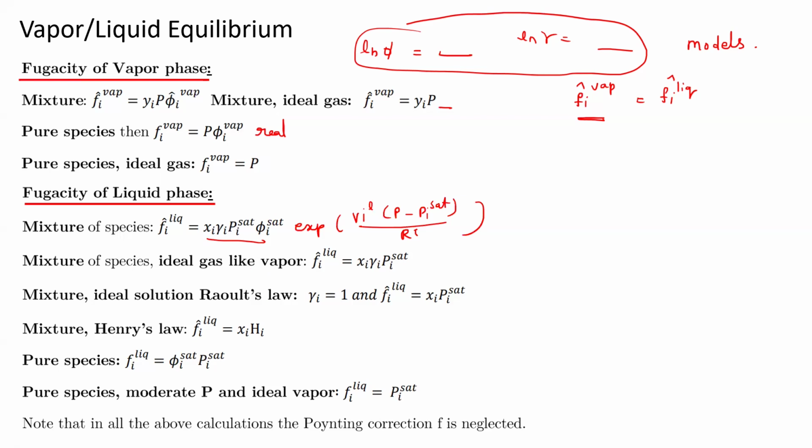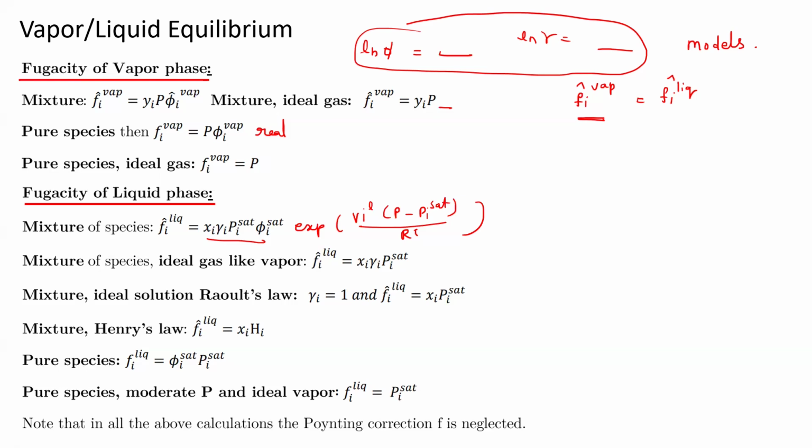It was told empirically only. Now, one more law is Henry's law, where your gamma I into Pi sat into phi I sat into Poynting, all these things are covered by the Henry's constant. And there are values for each compound. The values for the Henry's constant you have in the textbooks.